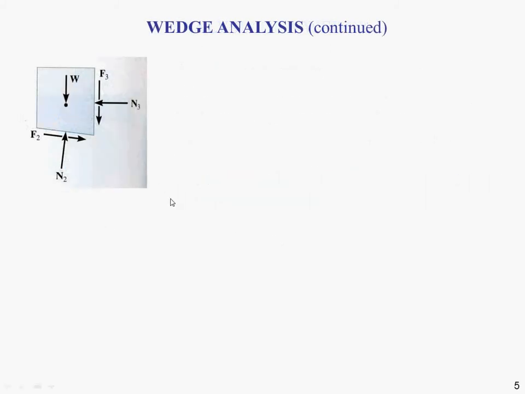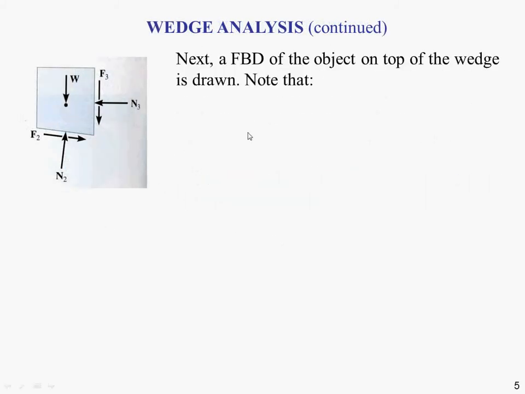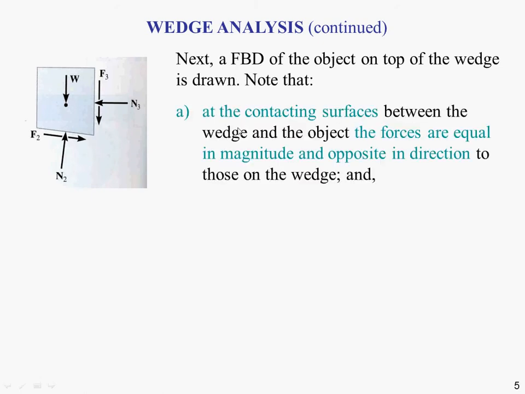Okay, so now we'll look at the block. So we draw the free body diagram of the block, and note that at the contacting surfaces between the wedge and the object, the forces are equal in magnitude and opposite in direction to those on the wedge. So if we just look back at the free body diagram of the wedge, we can see this surface here on the wedge is in contact with this surface here of the block that's sitting on top of it.